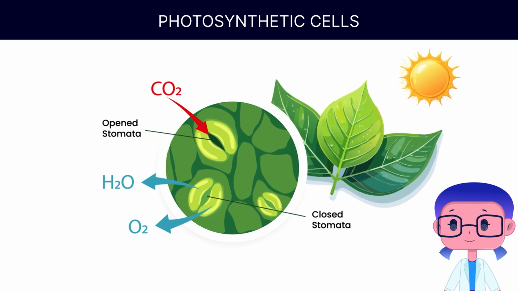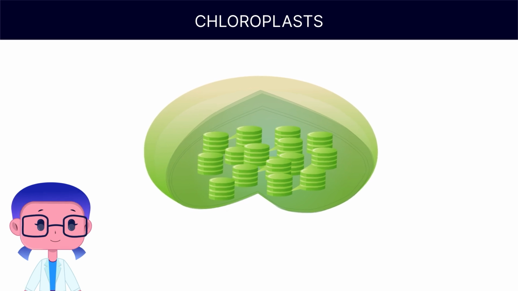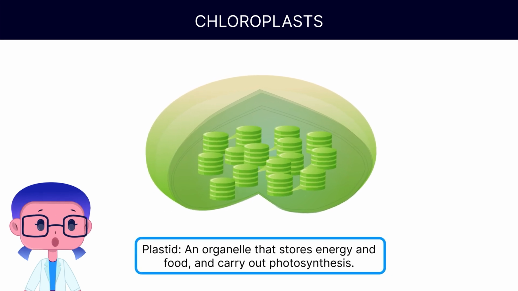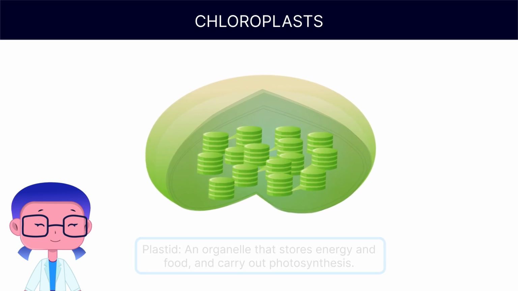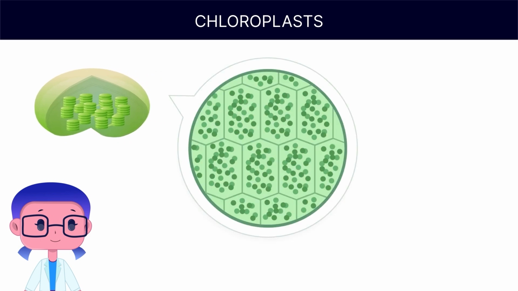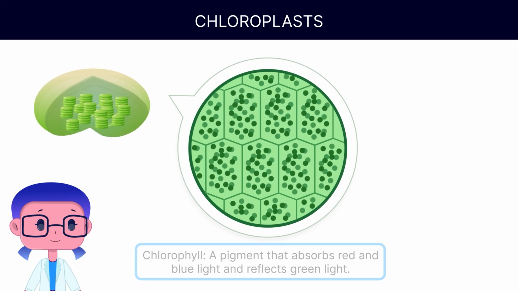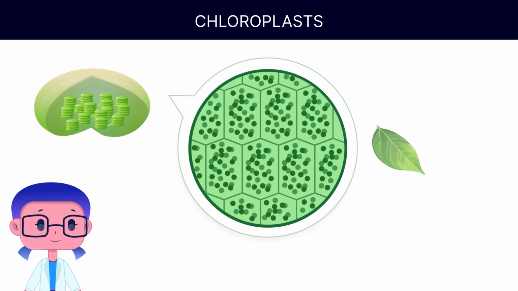called chloroplasts. Chloroplasts are a type of pigment-containing organelle called a plastid, which store energy and food and carry out photosynthesis. Photosynthesis is primarily accomplished using a green pigment called chlorophyll, which absorbs red and blue light and reflects green light. They are the reason why some parts of a plant appear green to our eyes.